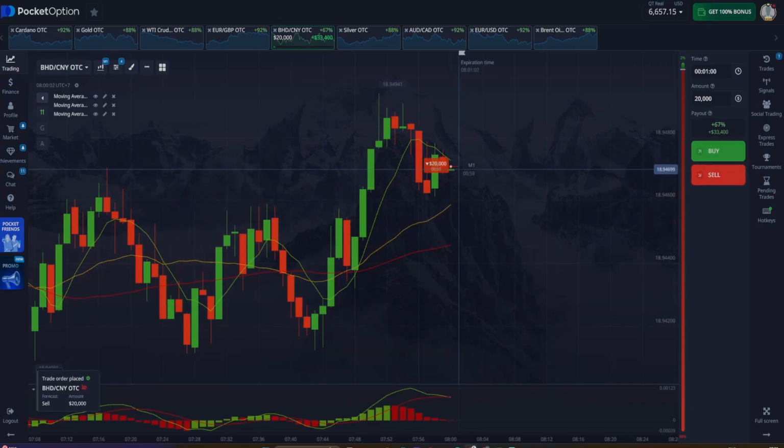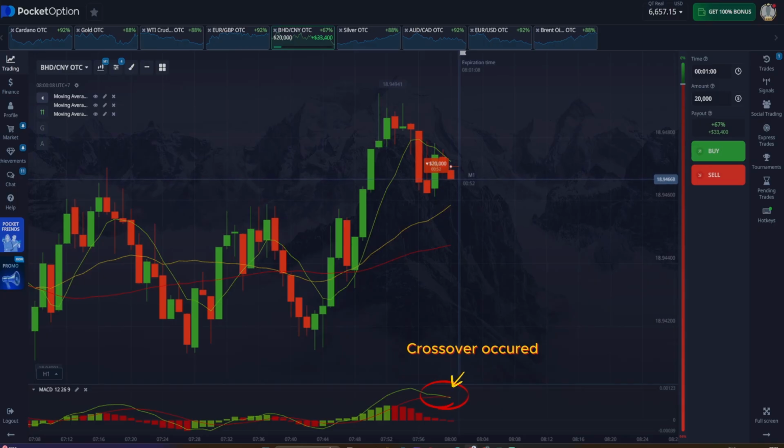I'm entering another sell because the MACD is showing even stronger bearish pressure. The main line has crossed below the signal line, and the histogram keeps dropping lower, signaling that sellers are dominating the market. Each red bar that extends further down confirms that selling momentum is intensifying, making it highly probable that price will continue its decline. With this setup, the sell entry is not just speculation, but a move backed by market strength. Let's see how the price reacts.